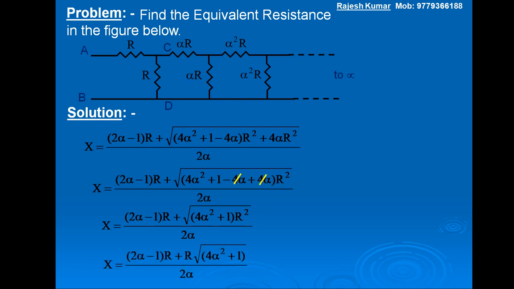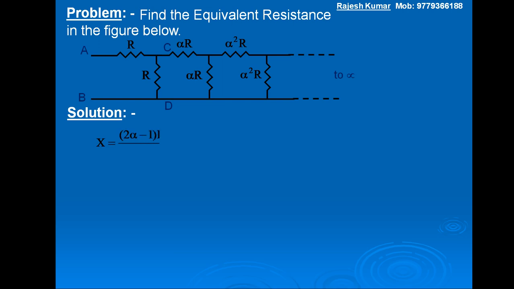So we get capital X is equal to 2 alpha minus 1 within the bracket into capital R plus capital R into square root of 4 alpha square plus 1 whole upon 2 alpha, or capital X is equal to 2 alpha minus 1 into capital R plus capital R into under root 4 alpha square plus 1 upon 2 alpha, or taking R common from the numerator, we get capital X is equal to 2 alpha minus 1 plus square root of 4 alpha square plus 1 whole upon 2 alpha into capital R.